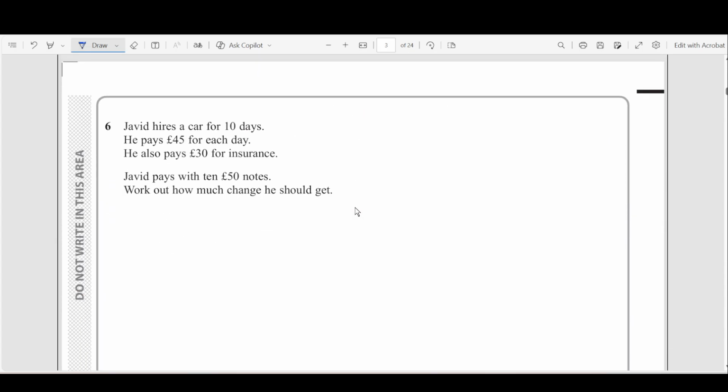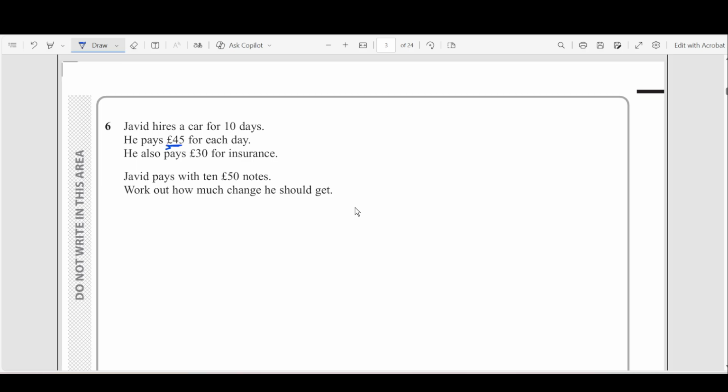Let's see that. So it says Javed hires a car for 10 days and he pays 45 euros for each day. He also pays 30 euros for insurance, and Javed pays with 10 50 euros notes. Work out how much change he should get. Okay, so first we need to calculate total cost of the car hire, right?